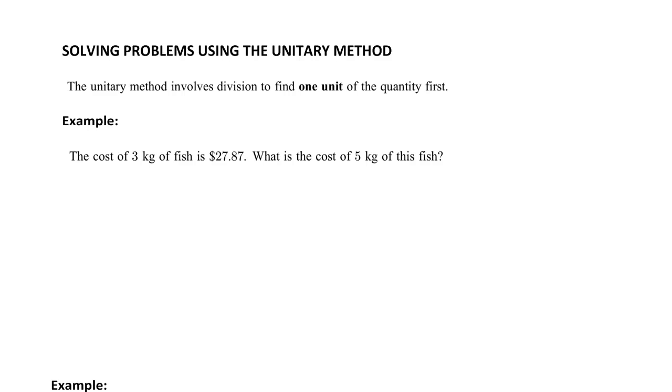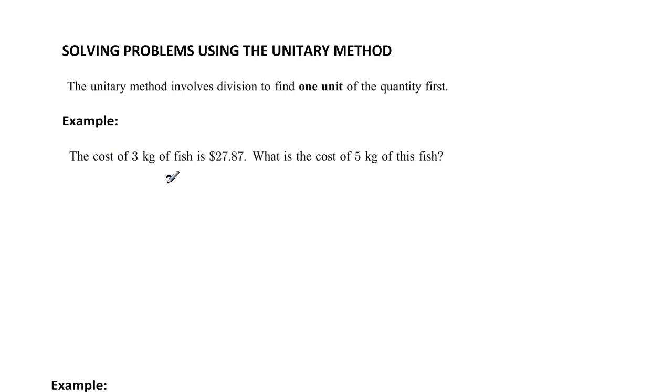Unitary method is a way of solving problems by first of all finding what one unit of the quantity is worth, and then going from there. And the best way to see that is with an example. In this case, the cost of 3 kilograms of fish is $27.87.